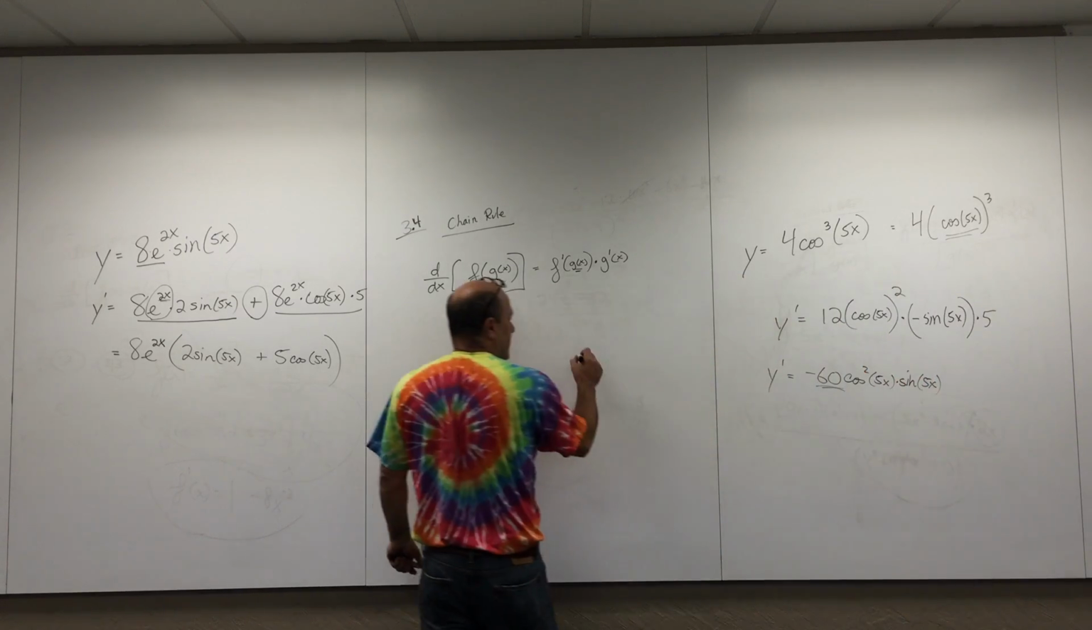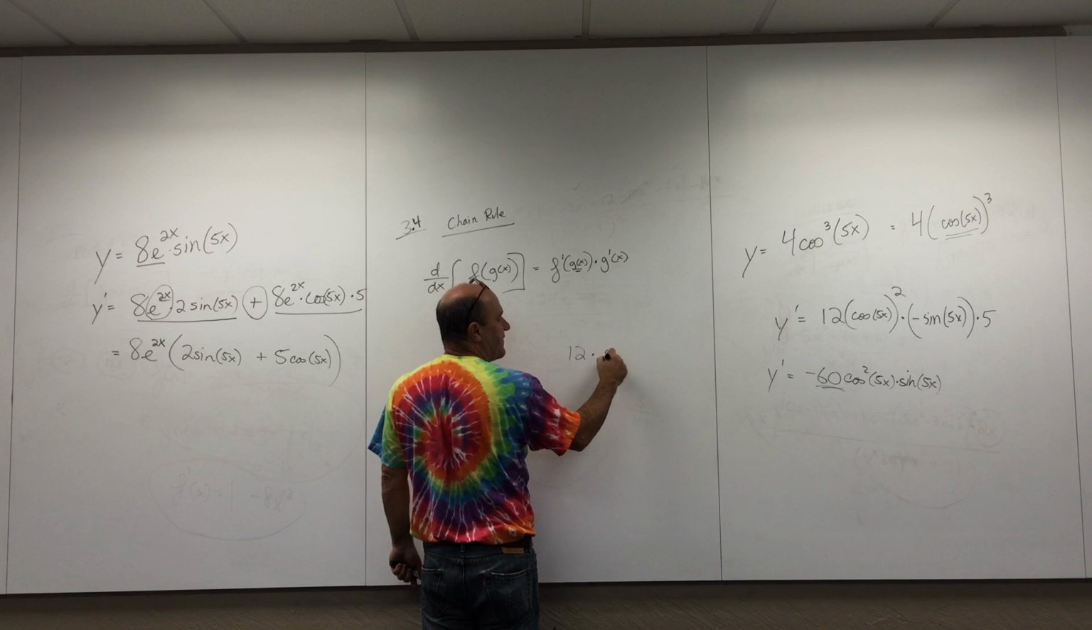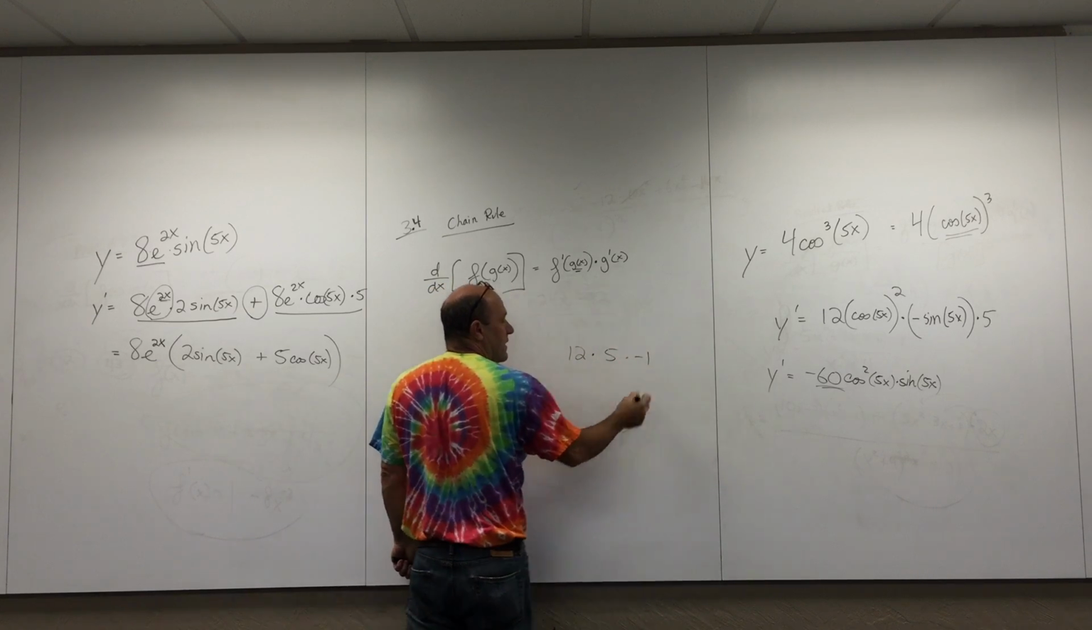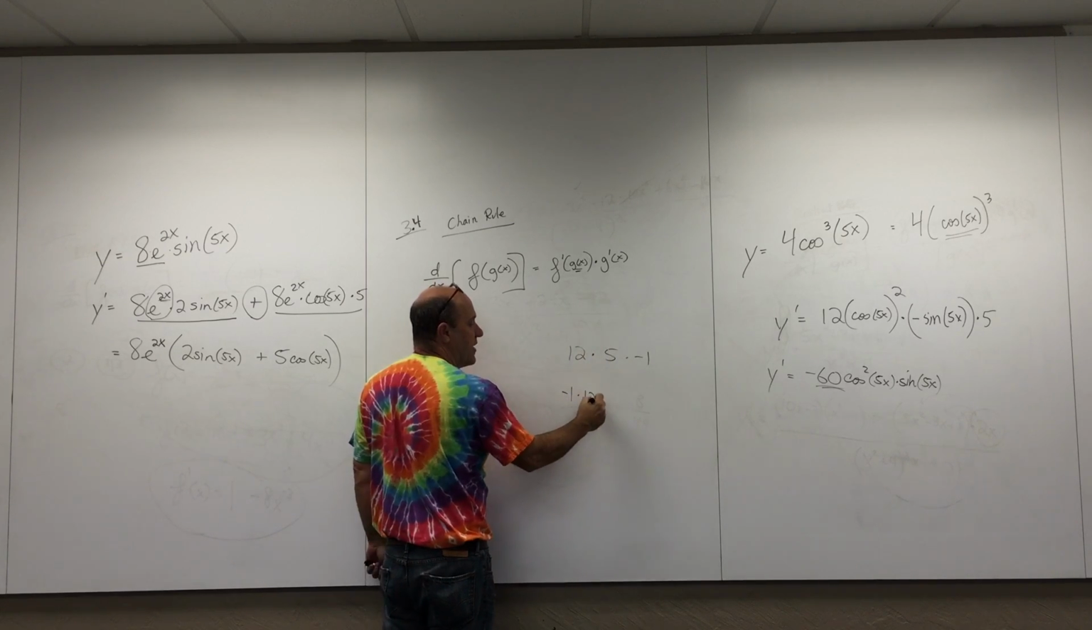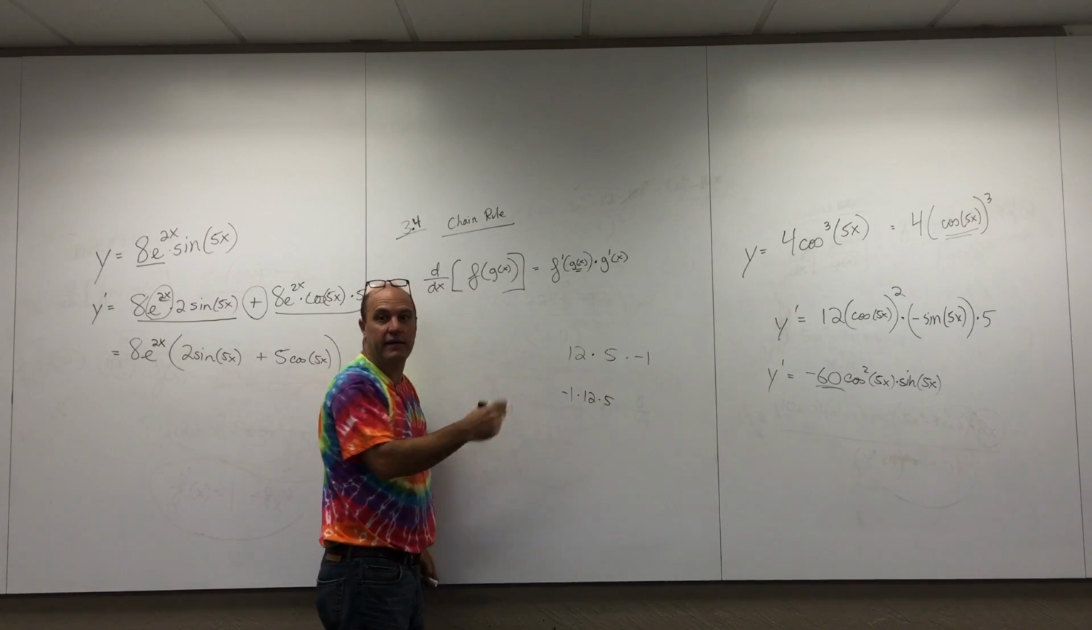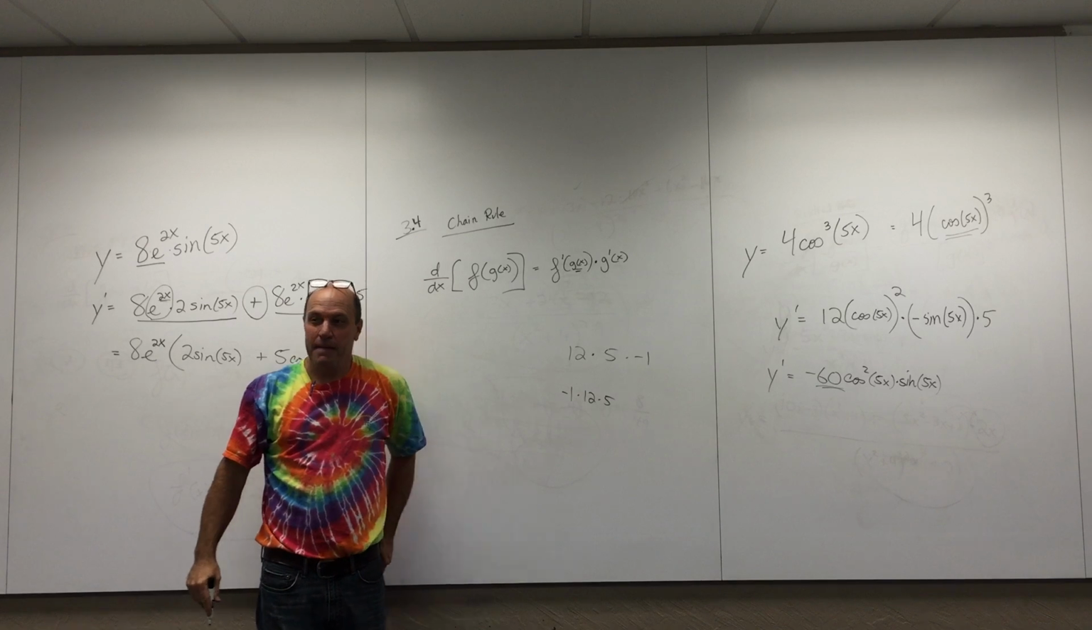See, what I got here is it's like when you have 12 times 5 times negative 1, you can multiply things in any order. So I can write negative 1 times 12 times 5, or I can write, I don't know, it's kind of like that, I guess.